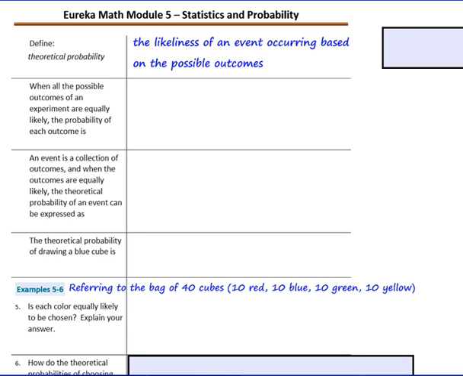When all of the possible outcomes of an experiment are equally likely, the probability of each outcome, and we write that in this form. This is the probability of an outcome. So we put P for probability, and what you expect to happen is the outcome. So this is all of the possible outcomes when they are equally likely to happen. The probability for each outcome is 1 over the number of possible outcomes.